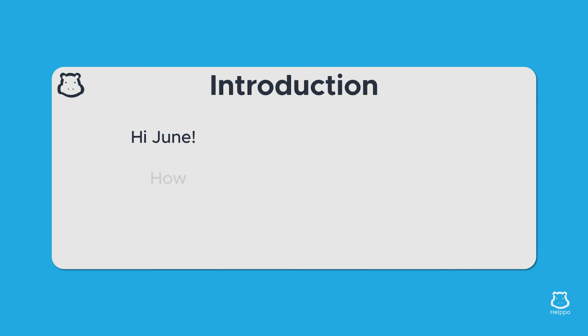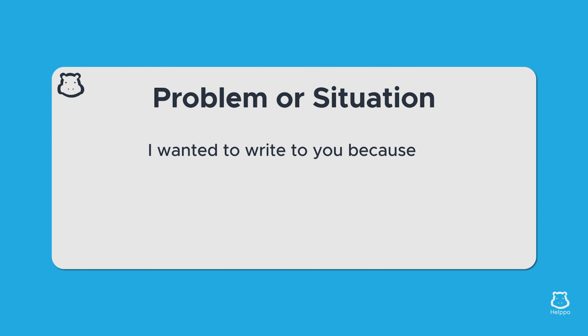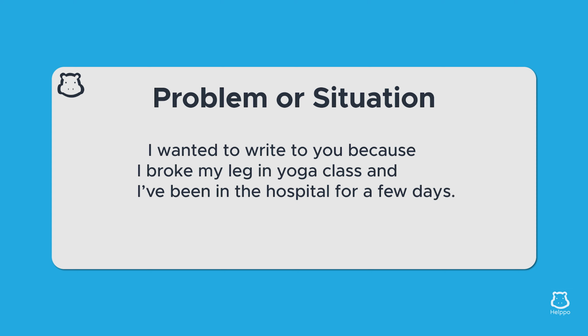Your introduction might start off with some words that indicate familiarity. For example, "Hi June, how have you been? I hope all is well with you and your wife." You can start by stating the purpose of your letter. You can introduce it with a short phrase like, "I wanted to write to you because I broke my leg in yoga class and I've been in the hospital for a few days."